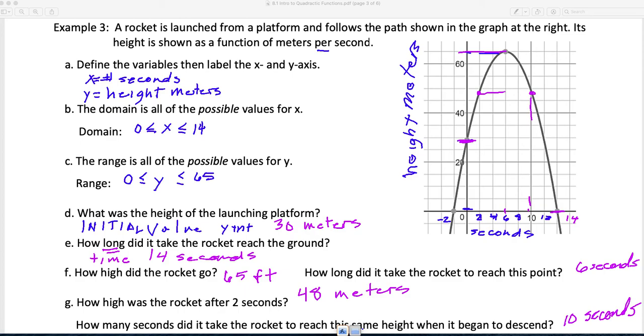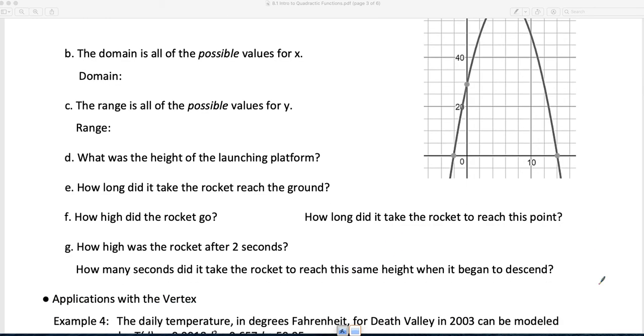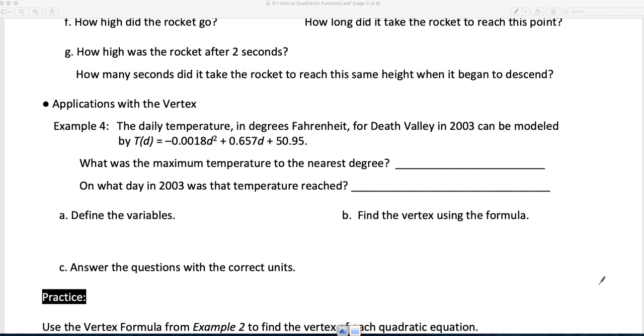Okay, we've got one more example, though. This is a 2-day lesson, so the videos are long. So hang in with me. I've got one more. This time I'm going to use that vertex formula in a real-world situation. All right, example 4.